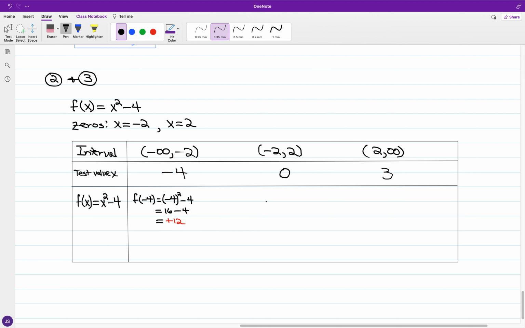Now if I choose 0 for x, so for f of 0, we have 0 squared minus 4. Again, 0 squared is 0, and 0 minus 4 is going to come out to a negative 4.